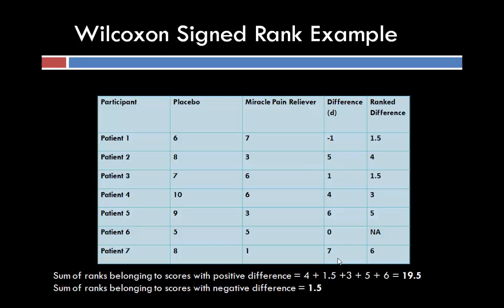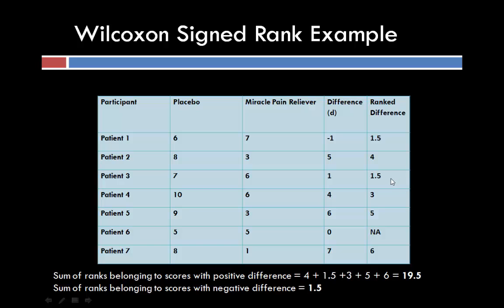Like I mentioned before, there is one patient where there is no difference between the two groups and they get a difference of 0. So we do not include this group because there's no rank difference. We do not include them into the final analysis, which is why our N ended up being 6 instead of 7. Much like we did with the Mann-Whitney U, we rank the differences.